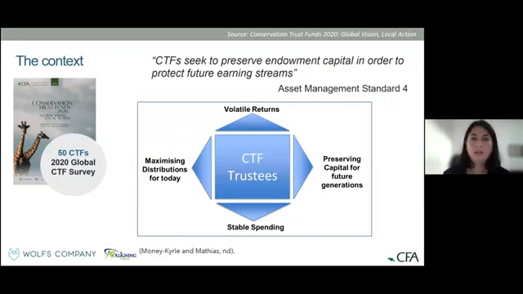So when we talk about investment management for CTFs, we need to understand that governing bodies, board members, trustees, however you call it in your different jurisdictions, have a very difficult task. They need to preserve endowment capital in order to protect future earning streams. But at the same time, they also need to ensure that the distributions made today are maximized for today's pressing conservation needs. So as you can see from this picture, there are certain trade-offs they need to balance between stable spending and investing in a market that might deliver volatile returns, and what I just mentioned on preserving capital and maximizing distribution.